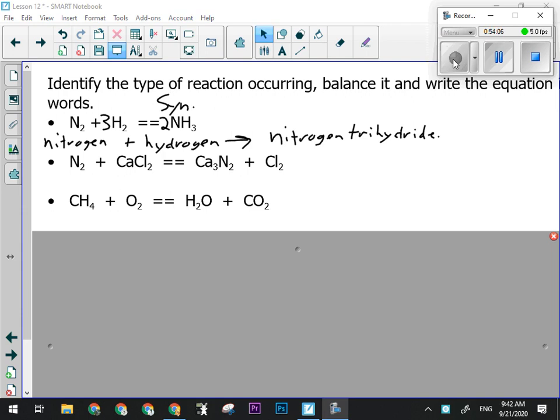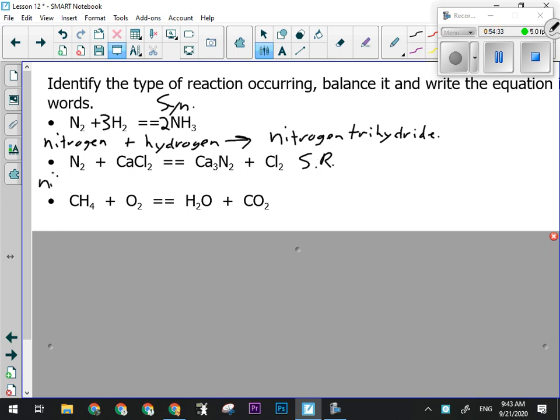Okay, our second reaction, we have nitrogen, which is an element, reacting with calcium chloride, which is an ionic compound, producing calcium nitride and chlorine. So what kind of reaction are we looking at? It is a single replacement reaction, element reacting with an ionic compound. Okay, so SR is how I abbreviate that usually.